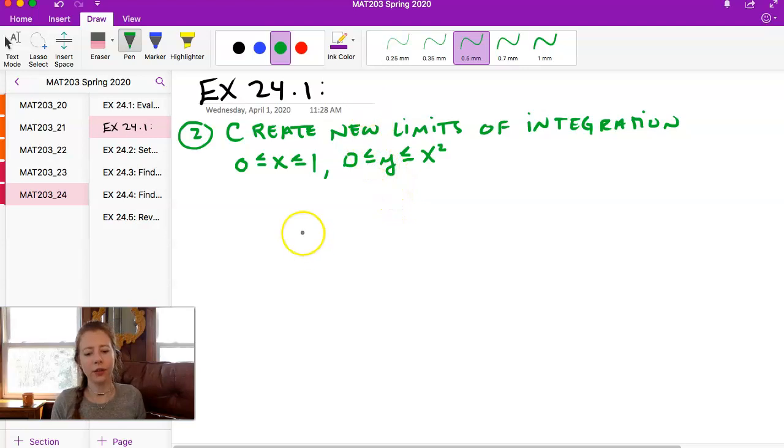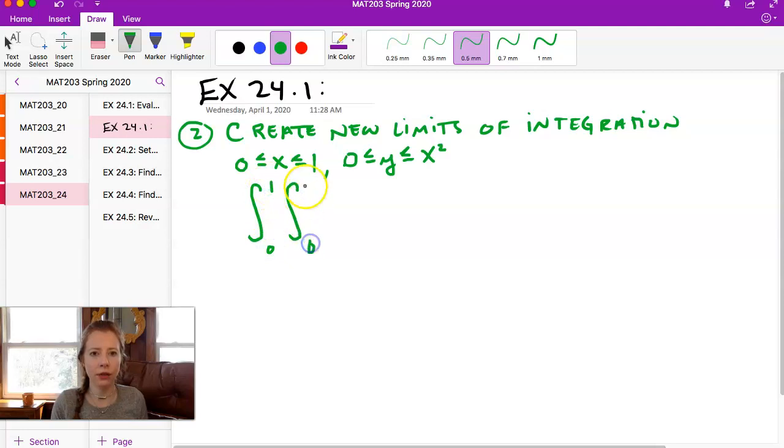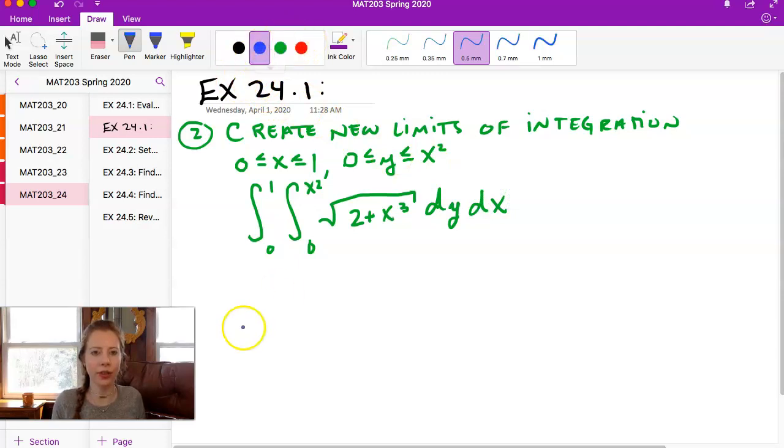Okay, so now let's rewrite our new integral. We're going from 0 to 1 for x, and 0 to x squared for y, and we have the square root of 2 plus x cubed dy dx. All right, now we're on to our third step, and that, of course, is to evaluate.